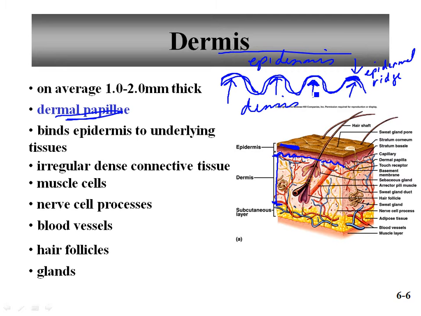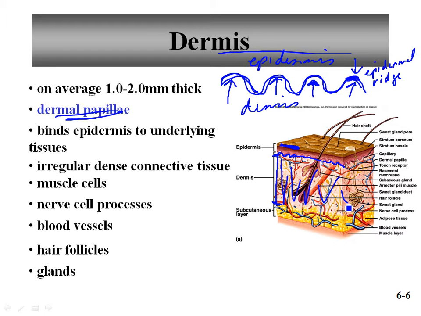Most of your dermis is composed of this thick, dense, irregular connective tissue. It's going to contain nerve cell processes, blood vessels, hair follicles. It's going to have glands in it. You're going to have the oily sebaceous glands. You'll have your sweat glands. You'll have some muscle in here.